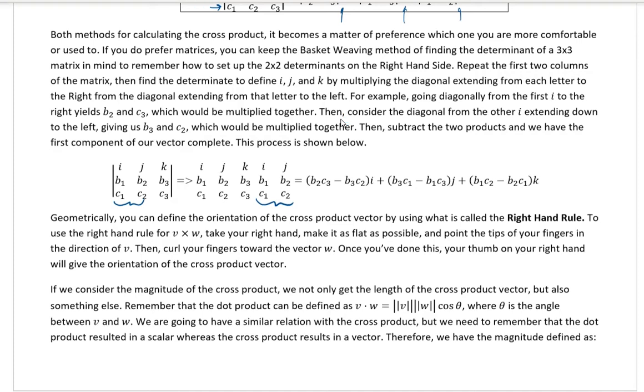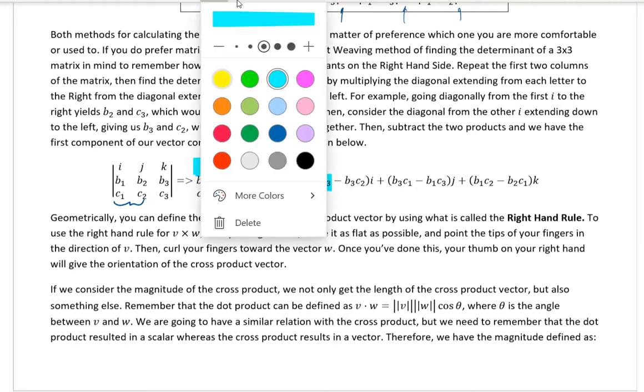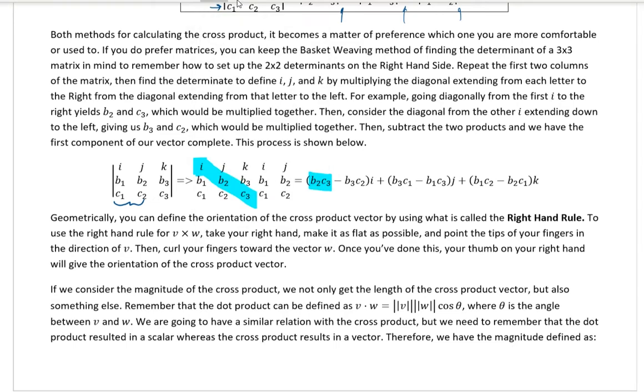Then to find how to multiply i, you think about the diagonal going over to the right minus the diagonal going to the left. So for i, the diagonal to the right would be B2C3, hence B2C3. And then the diagonal to the left, notice there's nothing to the left of that i, but the other i has a diagonal to the left made by B3C2. So that's how we get minus B3C2.